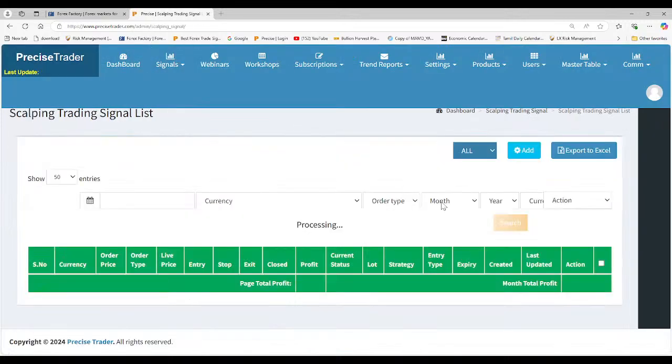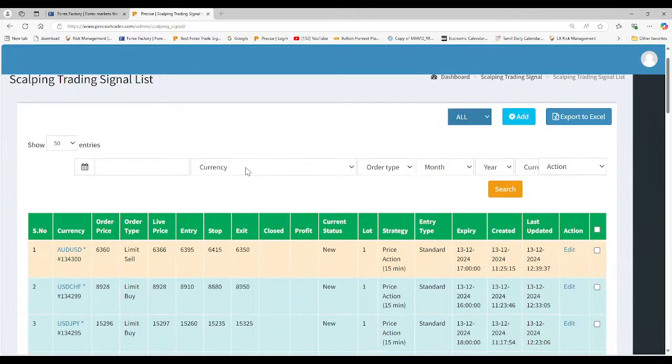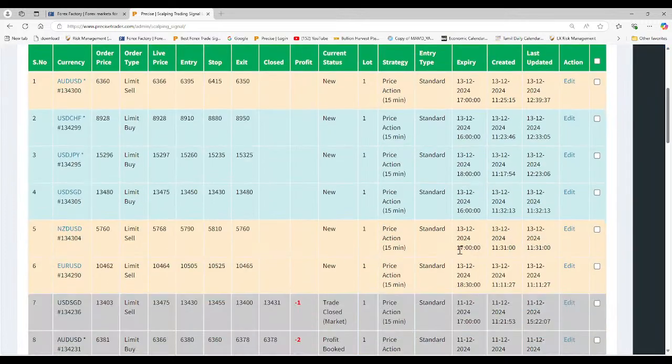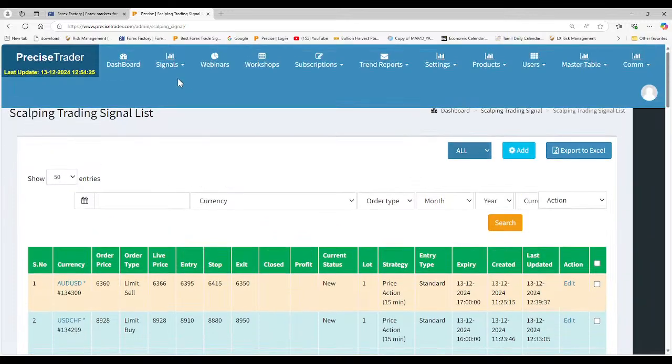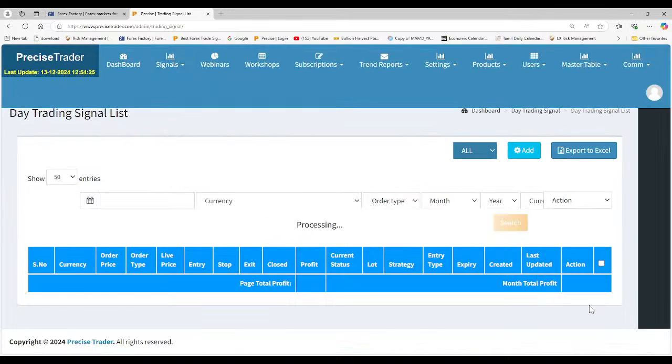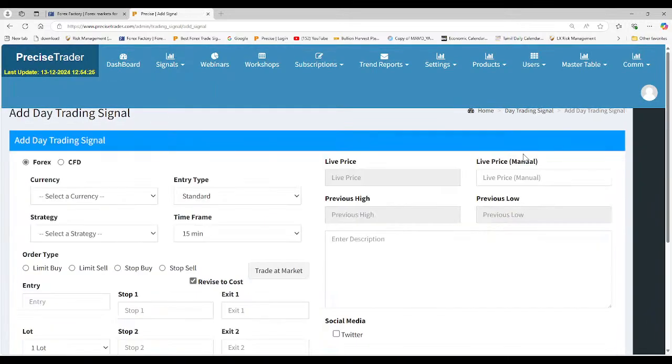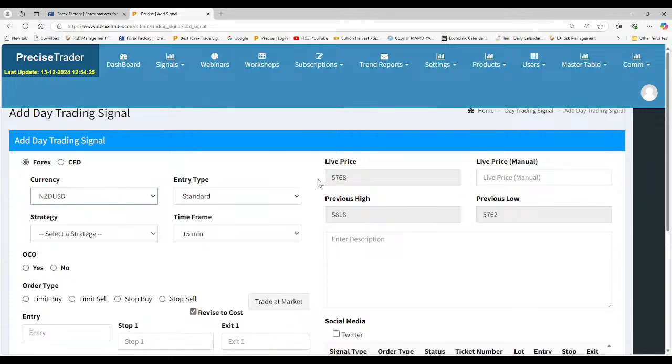Okay, let me see the scalping expiry. Okay, this is until 5. Okay, now I want to give another trade.